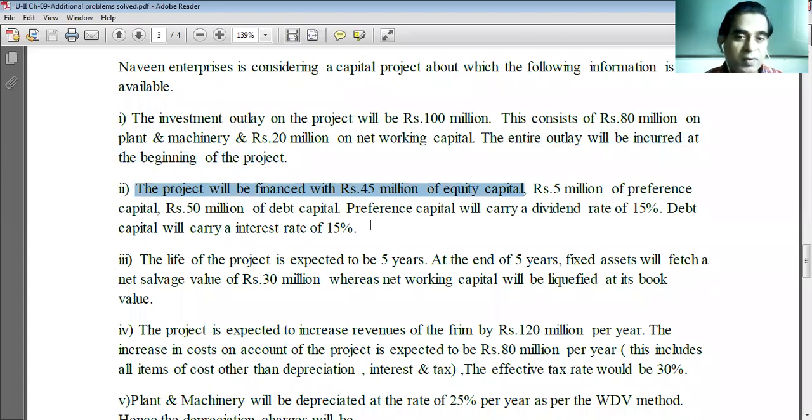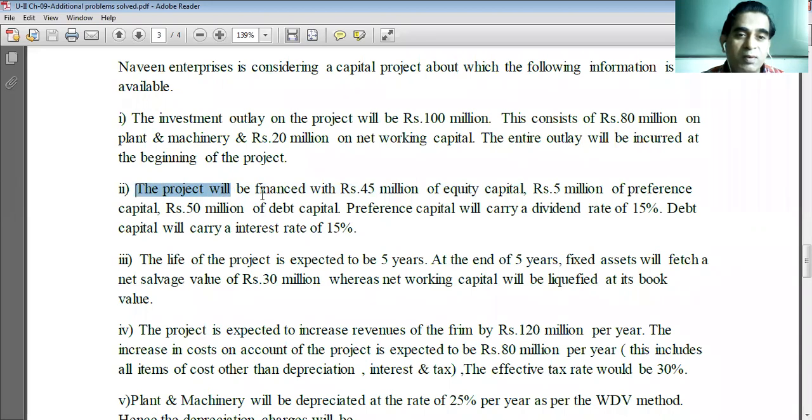The project will be financed through 45 million of equity capital. Okay, so this is something new here. In all these classes we never understood from where money will come, or from where finance will come for the purpose of investment. It was not given in the previous problems. So this is the first problem where it is mentioned from where the company will bring money or finance to invest in this capital project. So how is the company arranging for the finance? Finance means money required for investment.